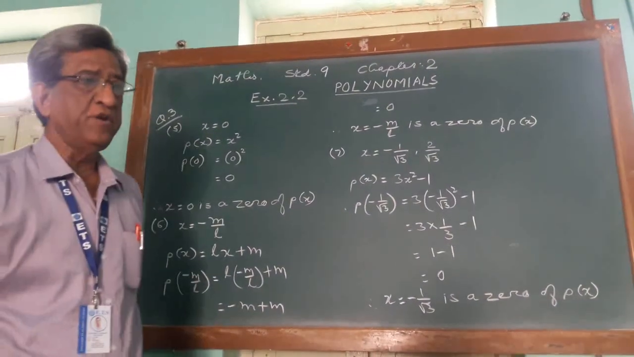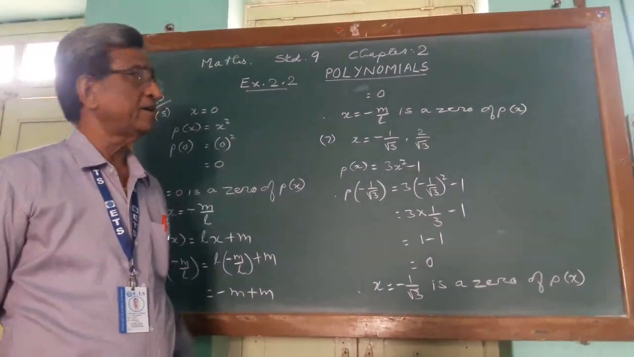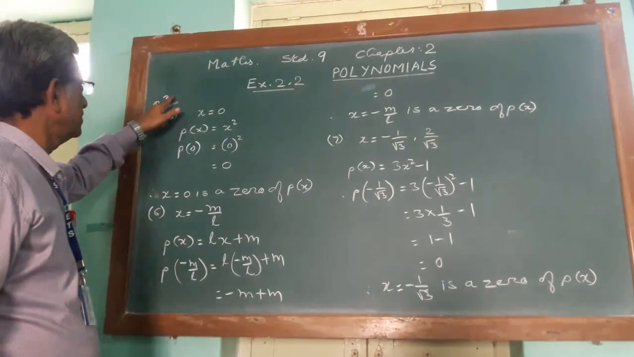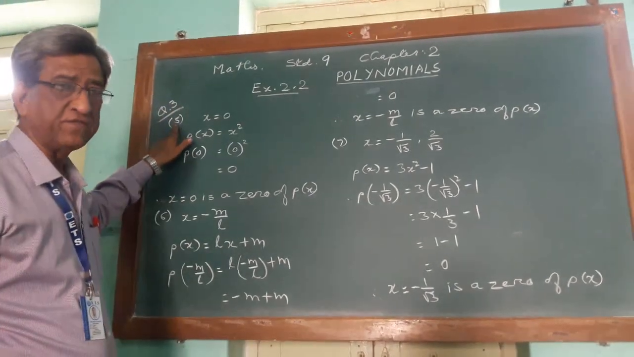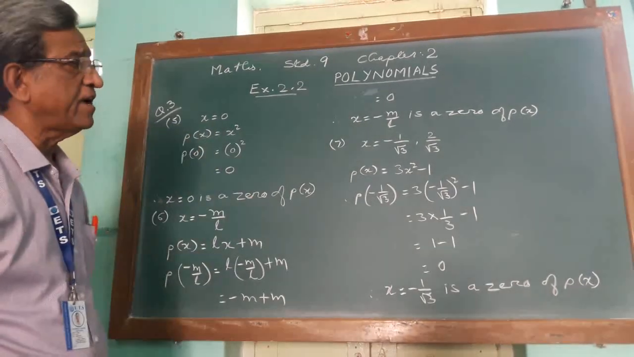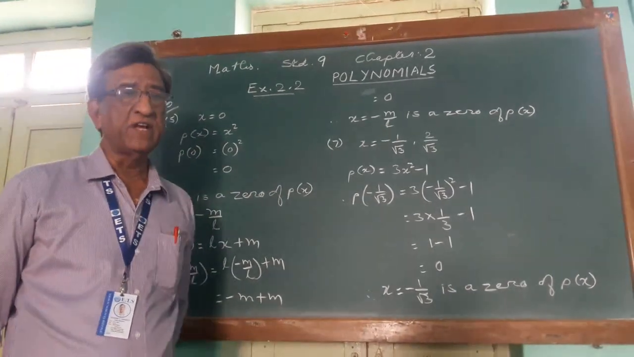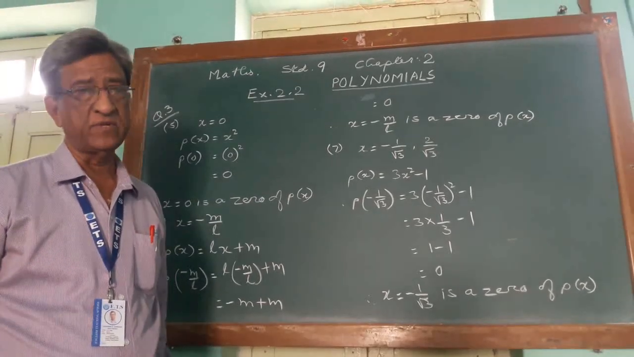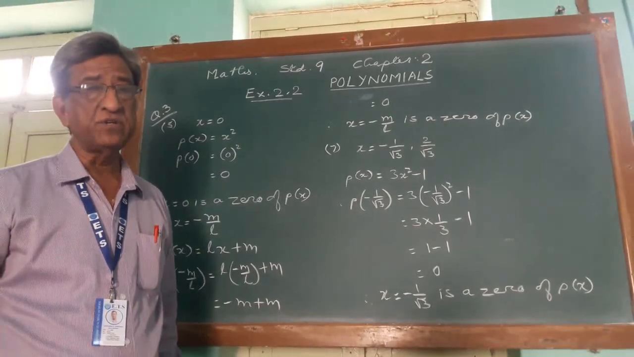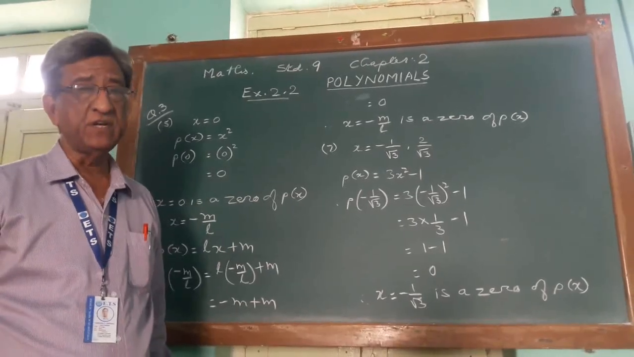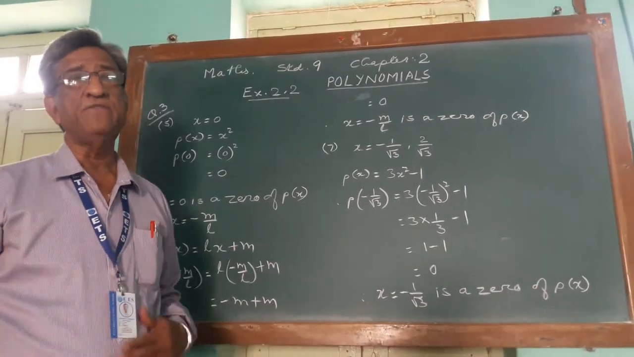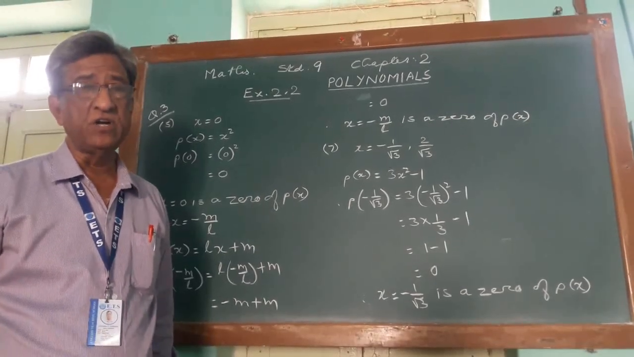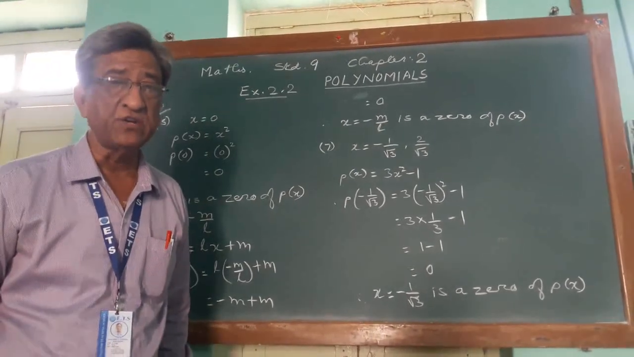Now continuing from the remaining exercise 2.2, question 3, sub question 5. Here we have to verify whether the given value of x is a 0 or not. So we have to substitute the given value of x in place of x, and if you get remainder 0, then it is a 0, otherwise it is not a 0.